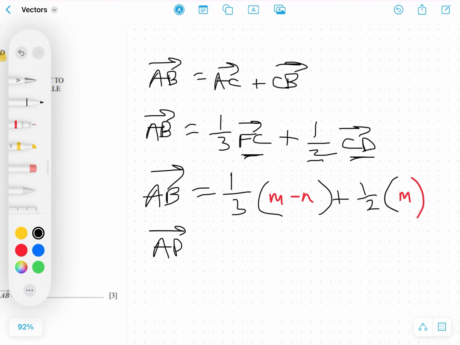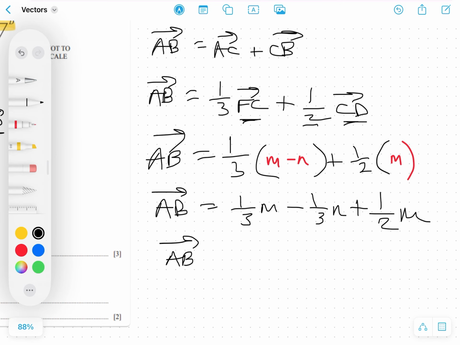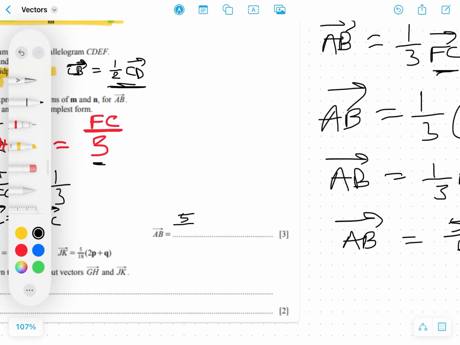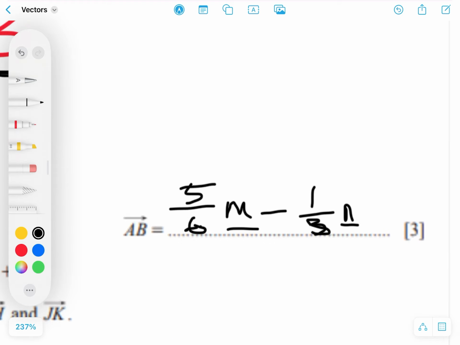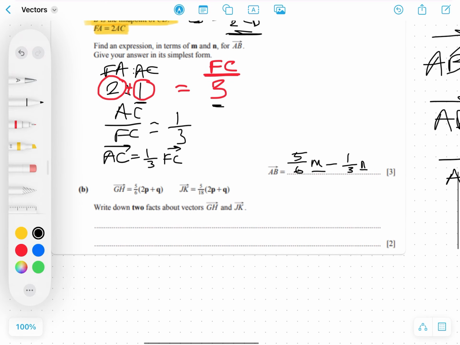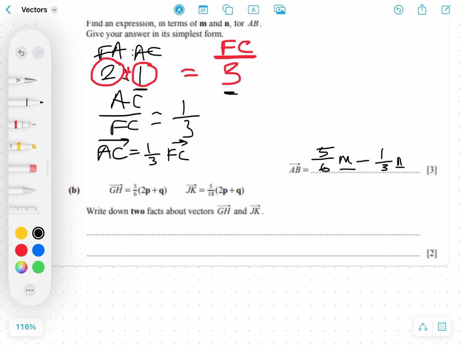So therefore, now if we just simplify this, A to B is equal to 1/3 m minus 1/3 n plus 1/2 m. Therefore, A to B is equal to 5/6 m minus 1/3 n. And that's our answer: 5/6 m minus 1/3 n. So yeah, that's that.